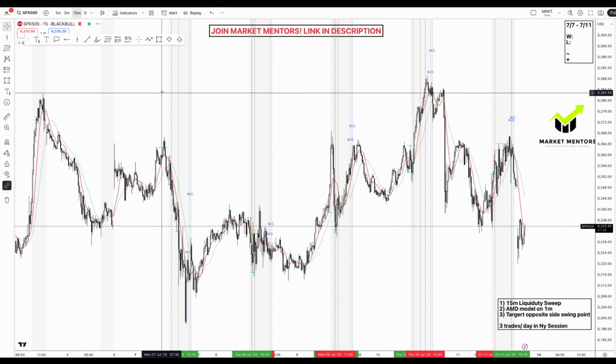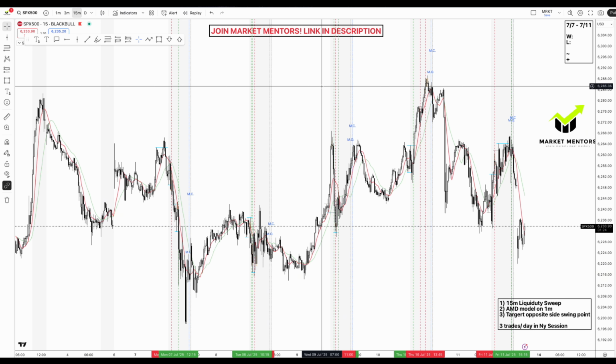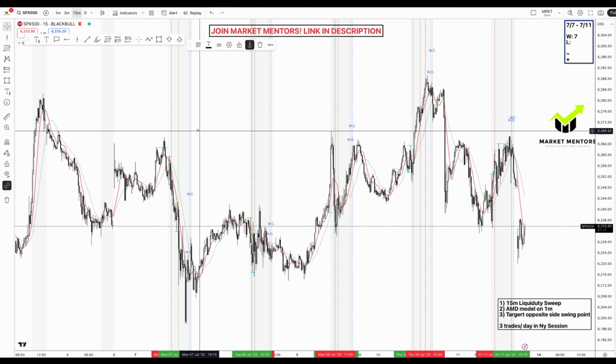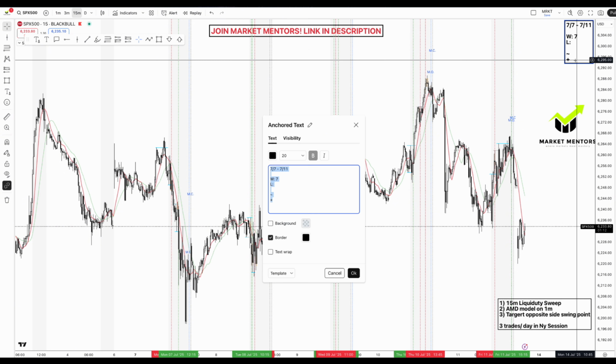I'll count up the wins and losses. We got 1, 2, 3, 4, 5, 6, 7 wins, and 6 losses. So we've been 7 and 13 on the week. It's over 50%, probably about 55%. But I'll go and add that up. So yeah, 53%. But with the risk to reward being so much higher, it's going to be a really profitable week. I'll add that up too.